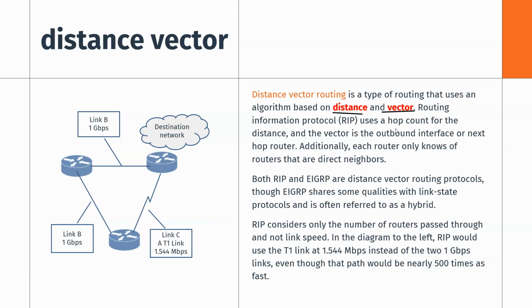When we do these things, each router only knows the routes of its direct neighbors. This is sometimes called routing by rumor: a friend who tells a friend who tells a friend. They don't really do that, but they kind of sort of do that. The issue with RIP is that it only uses hop count.